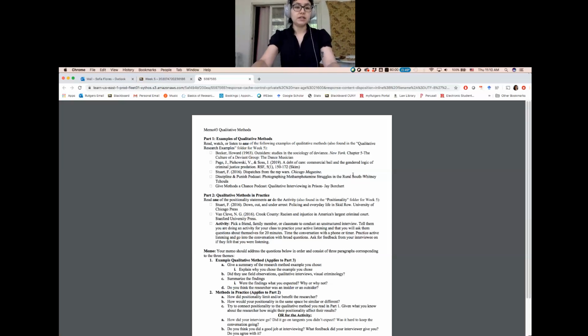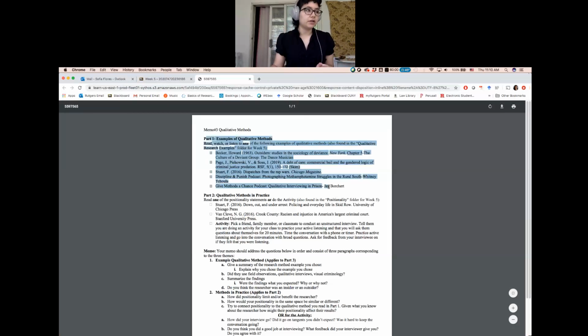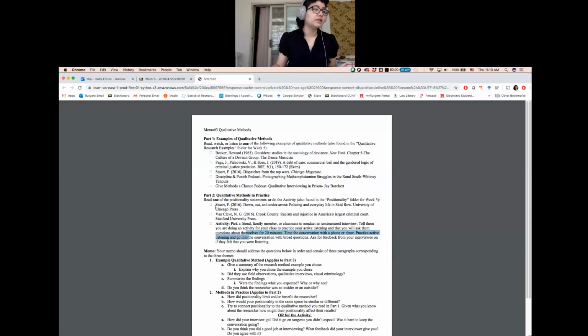First, before you start writing or outlining or anything, you're going to have to pick one of each of the parts. So check off which examples of qualitative methods you'd want to do and which qualitative methods in practice you want to do. You need to pick one of these checkboxes from each of the parts.